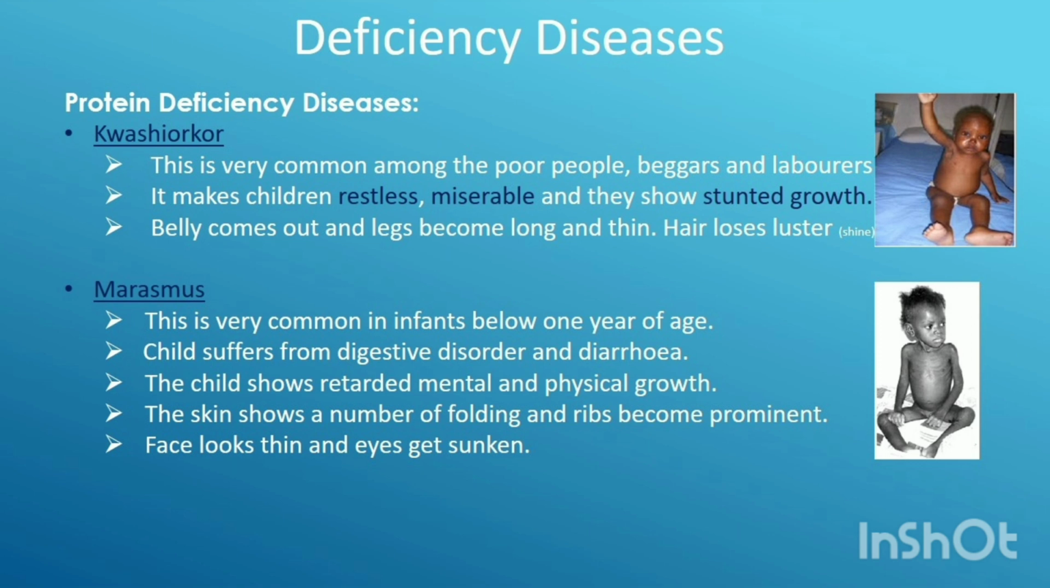Next one is marasmus. This is very common in infants below 1 year of age. Child suffers from digestive disorders and diarrhea. The child shows retarded mental and physical growth, which means slow growth. The skin shows a number of foldings and ribs become prominent. Prominent means we can see the ribs clearly. Face looks thin and eyes get sunken. Protein-rich food like soyabean, jaggery, wheat, gram, meat can cure these diseases.